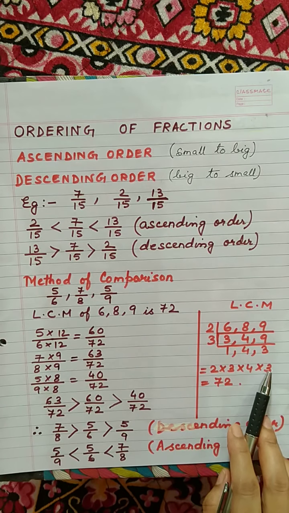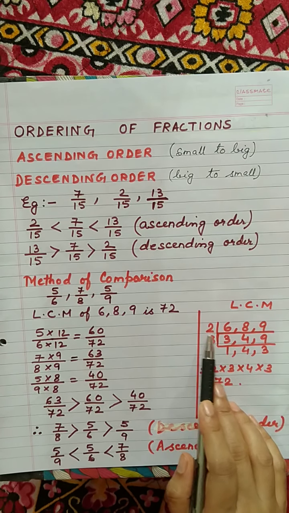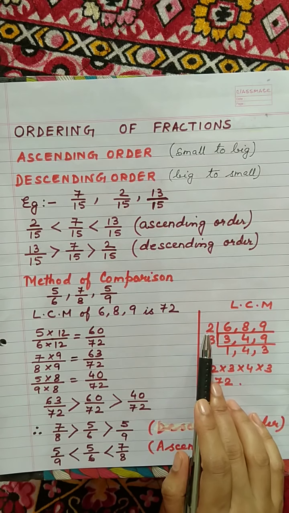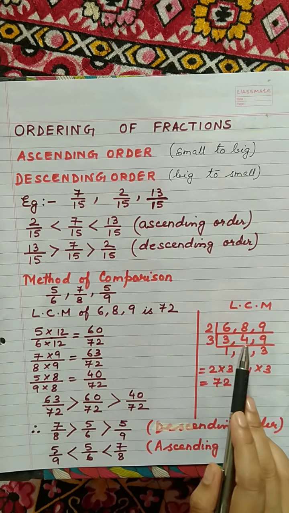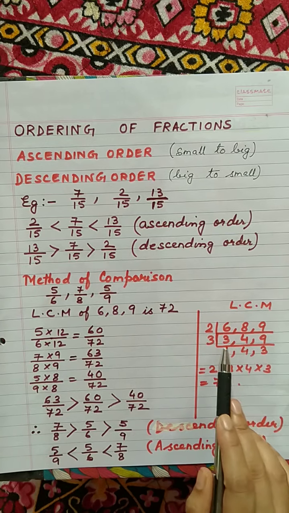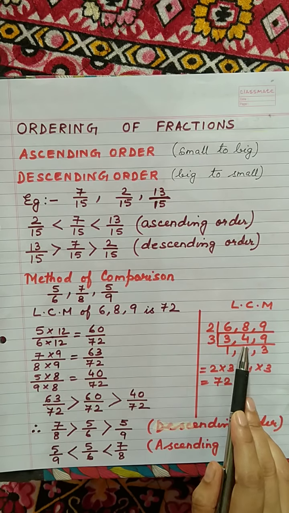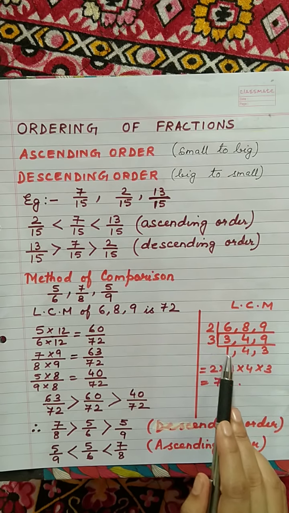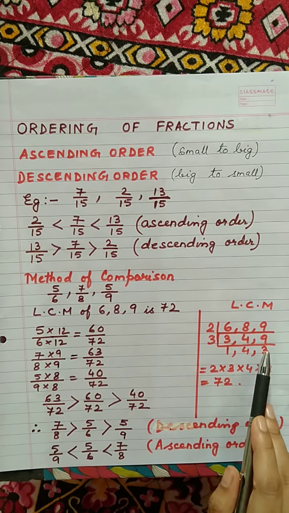How did we find the LCM here? 6, 8 and 9. We have to divide with a number that can at least divide 2 digits here. So if we take 2, it divides 6 and 8. 2 3s are 6, 2 4s are 8. 9 cannot be divided, so we bring it down. In this, only one digit can be divided by 2, so we shift to 3 now. 3 can divide 2 digits here. 3 ones are 3, 4 cannot be divided, we bring down, 3 threes are 9.